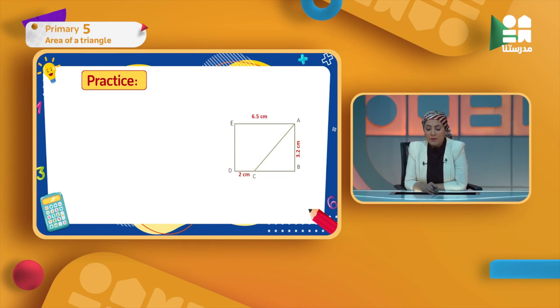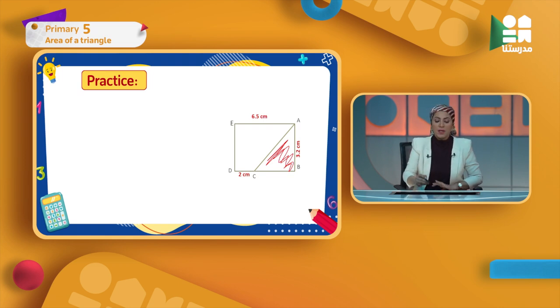Here I have a rectangle, and inside this rectangle, I have here a square, as you can see. The properties of a rectangle, let's revise them one more time. Any rectangle has four angles equal to 90 degrees, and every two opposite sides are parallel to each other and equal in length.